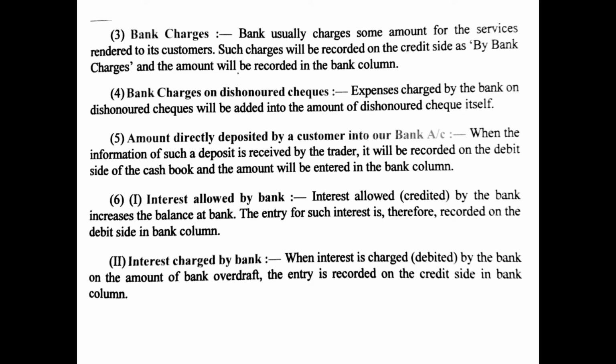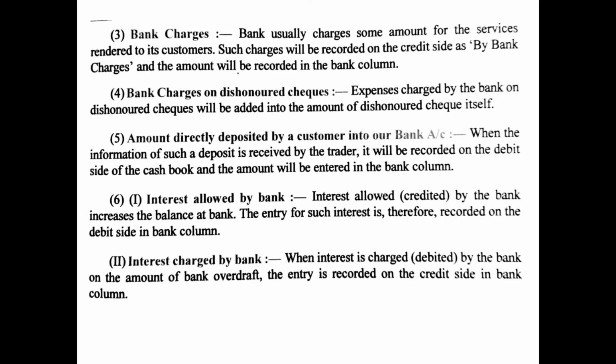Sixth point, number 1, interest allowed by the bank. That means bank is giving us the interest on our deposit. So interest allowed by the bank is an income. It will increase the bank balance, therefore it will be shown on the receipt side as to interest account, and the amount will be written in the bank column. So interest allowed or credited by the bank increases the balance at bank. The entry for such interest is therefore recorded on the debit side in the bank column. Then the second case can be interest charged by the bank.